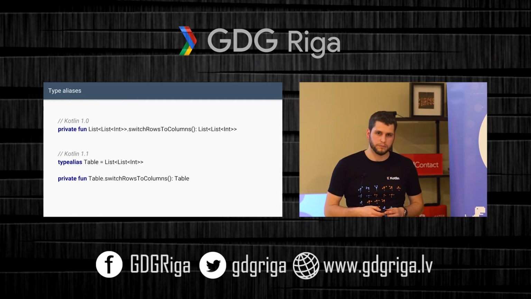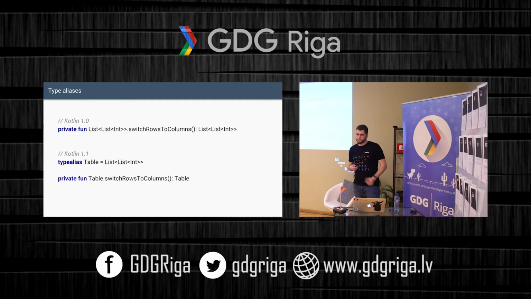Could I do a type alias with a type parameter, like Table of T which equals list of list of T? I don't think so, but I'm not sure that you cannot.